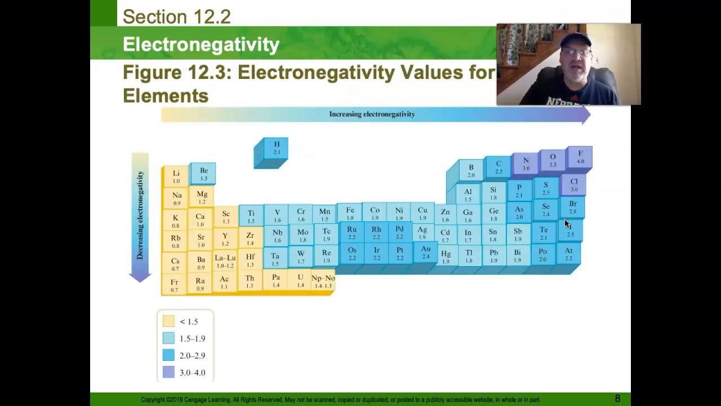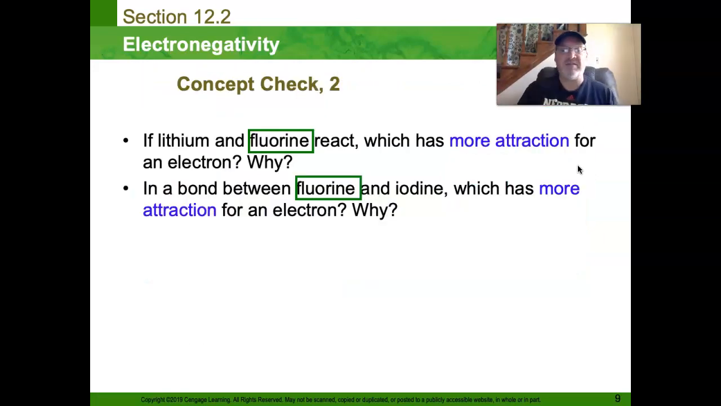And what you can do, those numbers, you can look at this table. As you look at this figure, you'll see the electronegativity for each of the elements. The higher the electronegativity, the more attraction it has for the pairs of electrons.